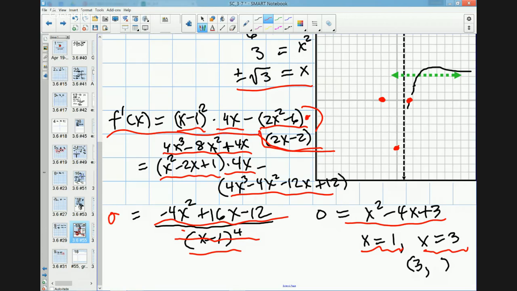So we have something special going on there. Well, we know at 1 we've got undefined, right? Remember, we have an asymptote, so that makes sense. But at 3 we have something special going on too.